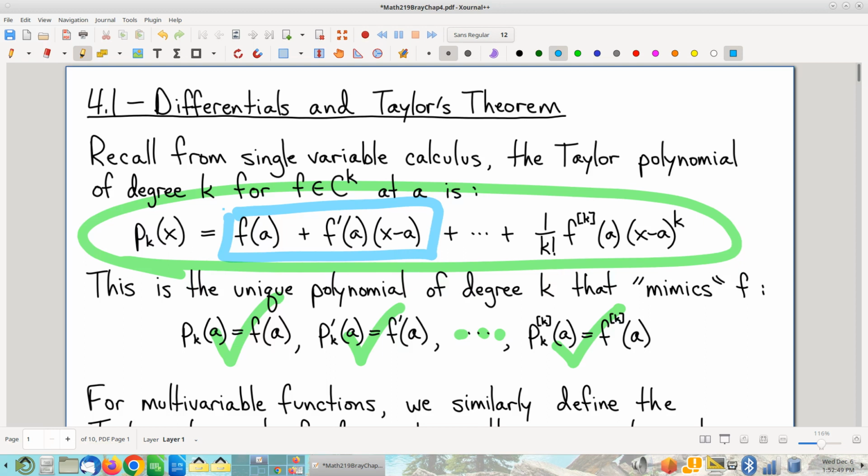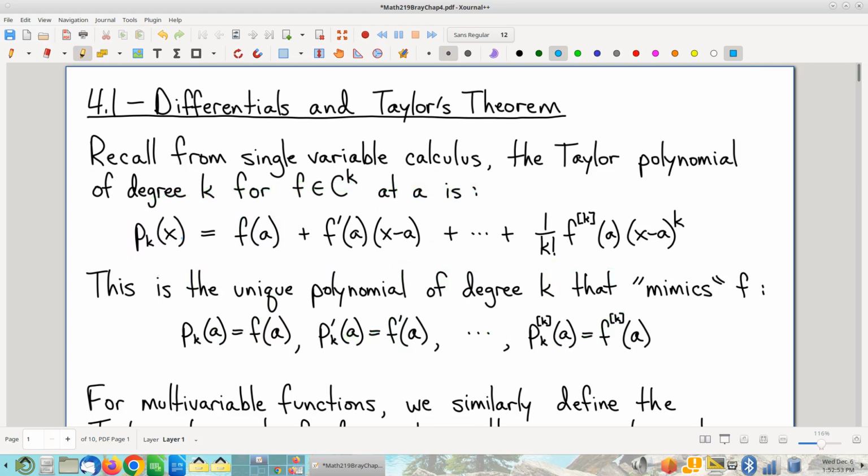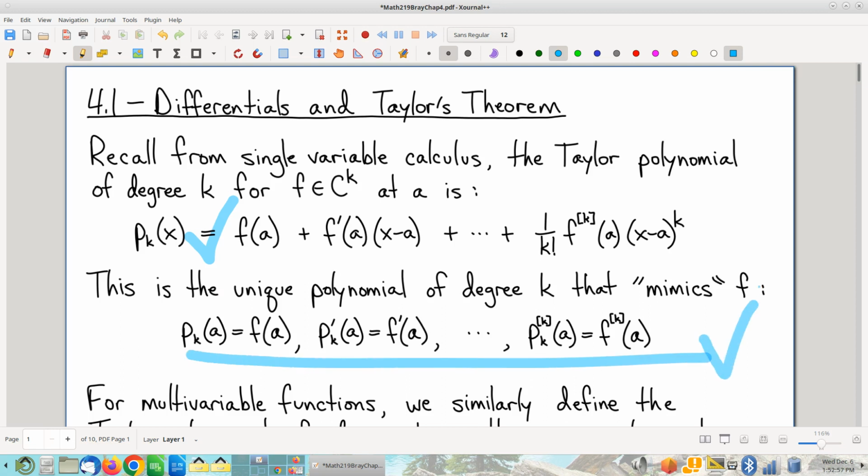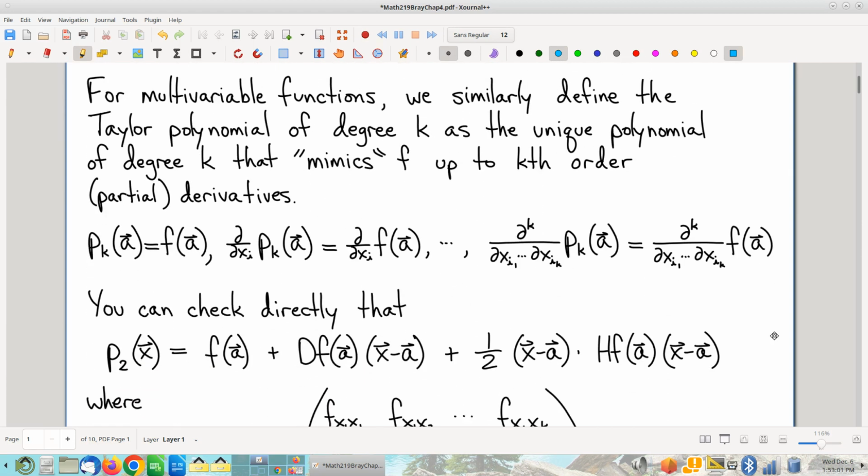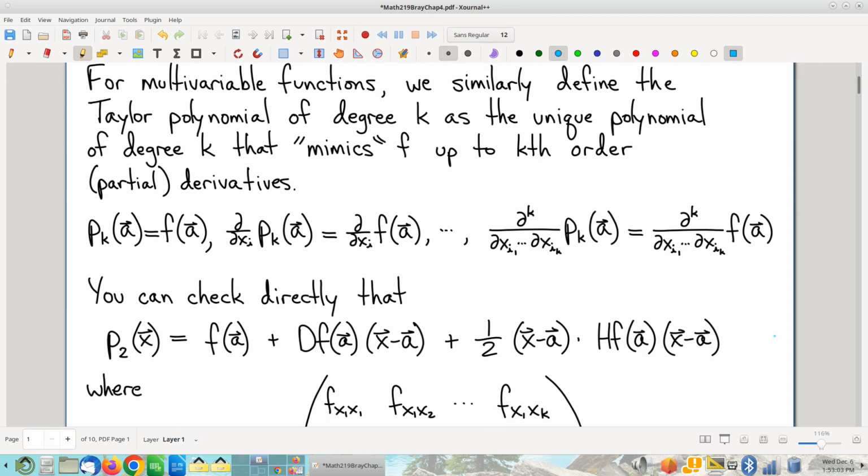It's an exercise that y'all can do for yourselves to confirm that this polynomial right here does all of that. Okay. All right, so what's the multivariable version of this? Well, we're going to look for an appropriate degree polynomial that mimics our function f in value at a point A, and in first derivatives at the point A.